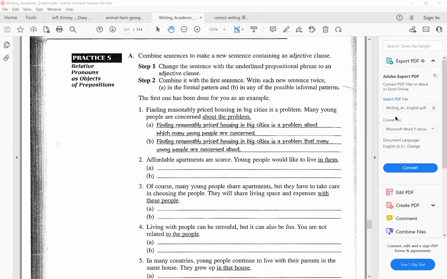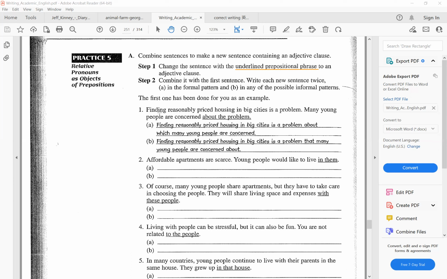Okay, so now we are going to practice using our relative pronouns as objects of prepositions. So what we have to do here is combine sentences to make a new sentence with an adjective clause. Step one is to change the sentence with the underlined prepositional phrase to an adjective clause. Step two is combine it with the first sentence. Write each new sentence twice. We probably don't have to do that, but we can write the informal pattern or the formal pattern.